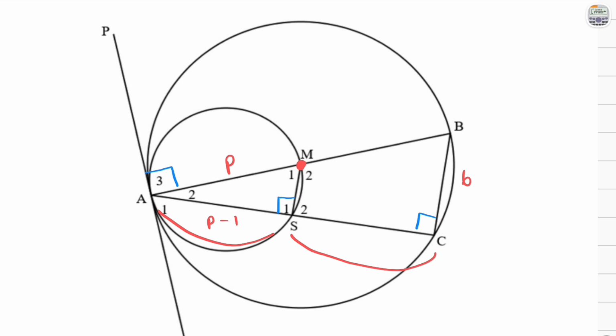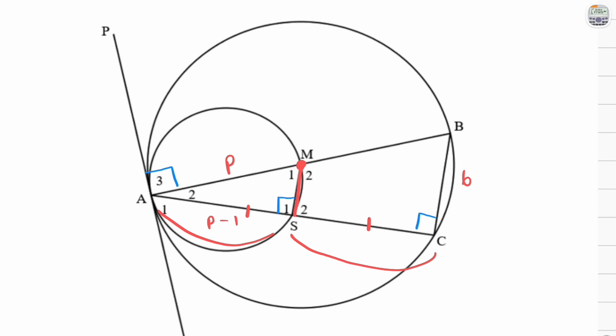We have a center at M, and that is already perpendicular. We have the line from the center of the circle perpendicular to this chord AC. So if you have a line drawn from the center perpendicular to the chord, that line is going to bisect that chord, meaning AS is equal to SC. And that's what we have there.